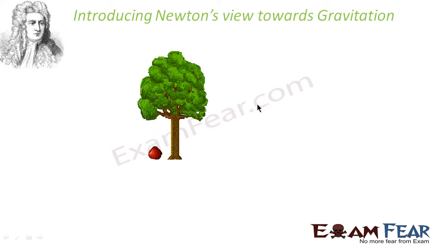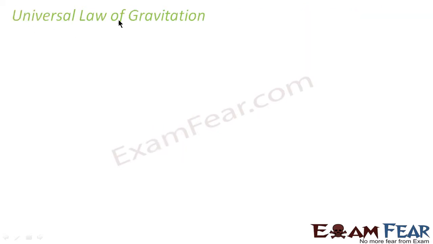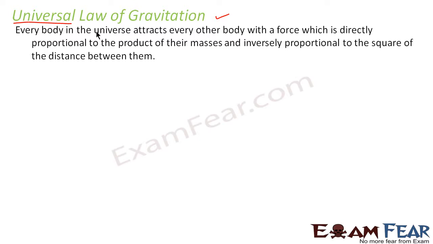So this is how Newton deduced the idea of gravitation, and he defined the force of gravitation, which later came to be known as the famous universal law of gravitation. So we'll start this chapter with the universal law of gravitation. What does this law state? If you see the name of the law, it is universal. That means it is true for everything. Something which is universal is applicable to all the objects in this universe. So this law states that every body in the universe attracts every other body with a force which is directly proportional to the product of their masses and inversely proportional to the square of the distance between them.